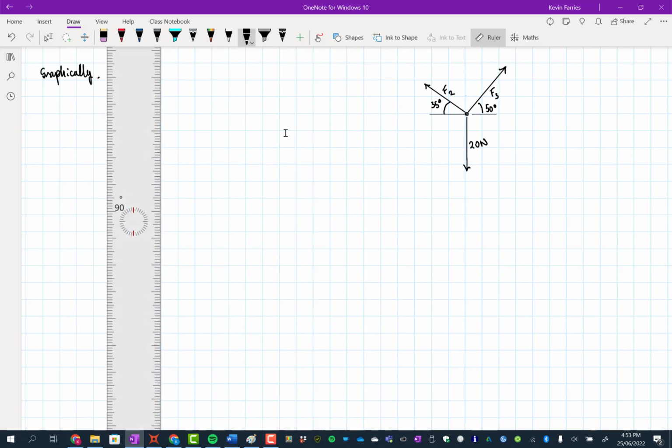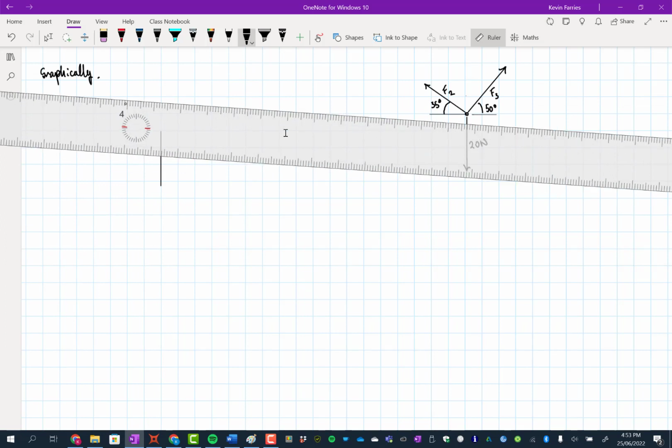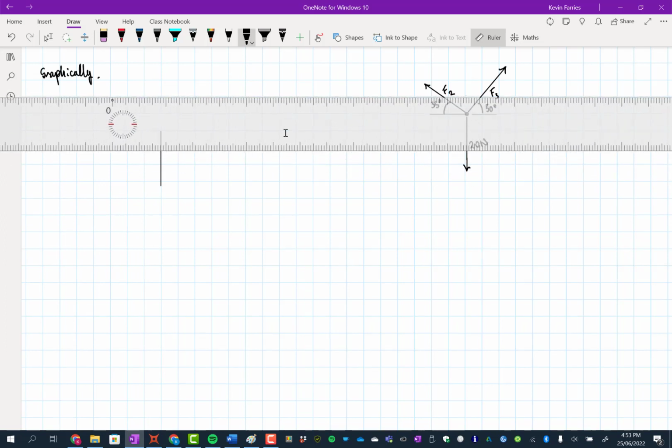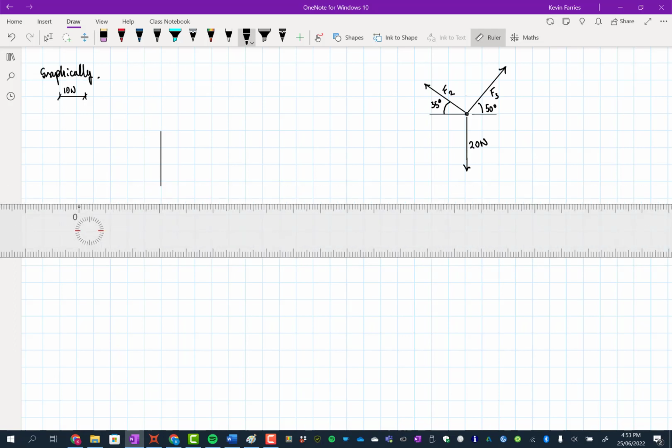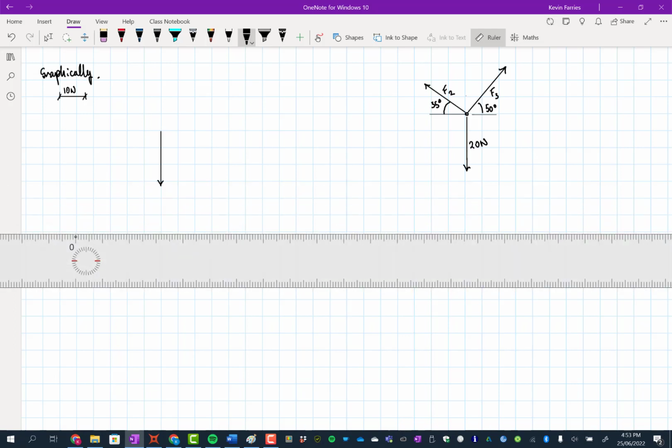And for graphical, if we've got particle equilibrium, then we should get a closed path, so we can use that to figure out the missing forces. So I'm just showing my scale here, just so people know it's a scale drawing. So that's going to be 10 newtons, 10 newtons. So we've been given this force, the 20 newtons.